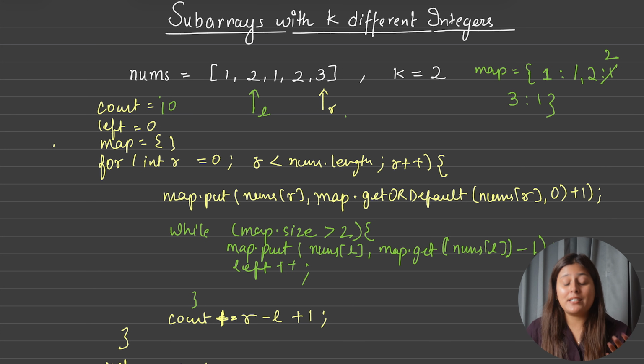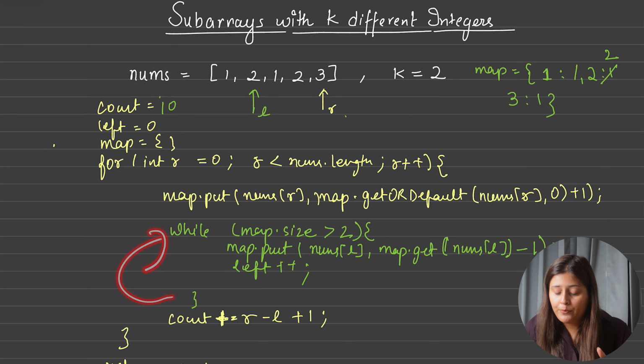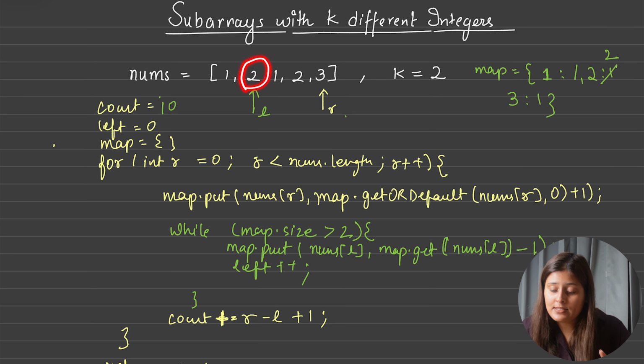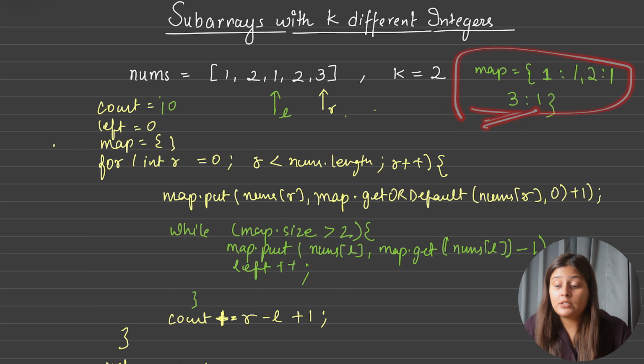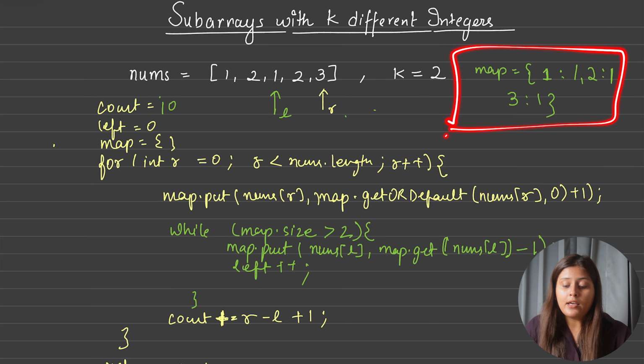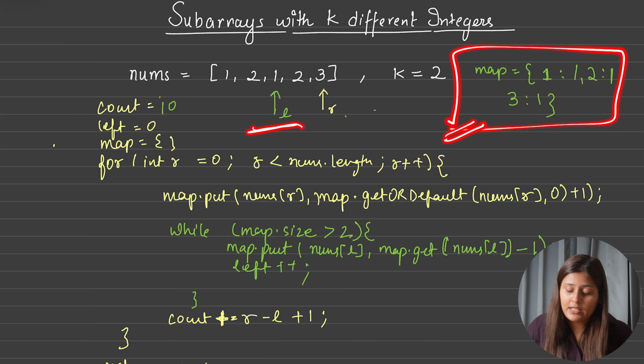Still the map size is greater than k, so it will keep on running inside the while loop only. Again we will take nums[left]. So now what we will get? We will get this 2, and this time we will decrease the frequency of 2 from 2 to 1, correct? Now we will do left++ again, so left will point to this. Still, if you can see, this is greater than k. So again the shrinking phase will keep on going.